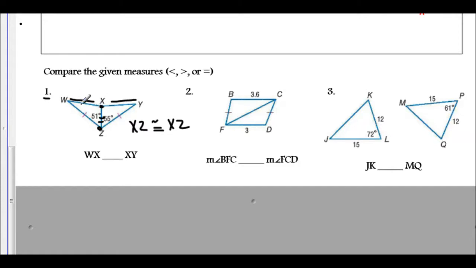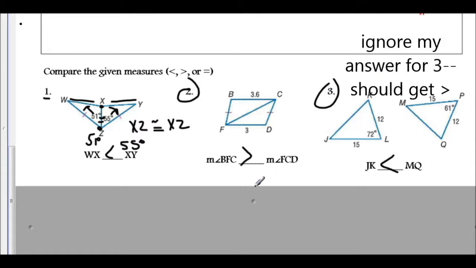So that means WX is opposite the 51. XY is opposite the 55. So WX, because it's opposite the smaller angle measure of 51, is less than XY, which has an opposite angle measure of 55. All right, you try number 2 and 3 on your own. Pause the video and see what you get. Okay, you should have gotten greater than for number 2 and less than for number 3. If that's what you got, go ahead and move on.